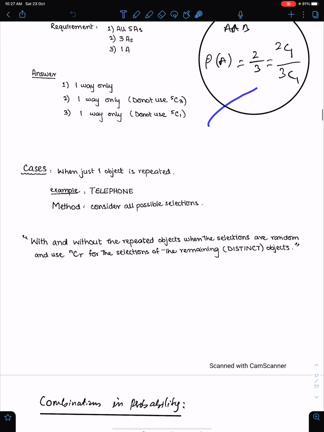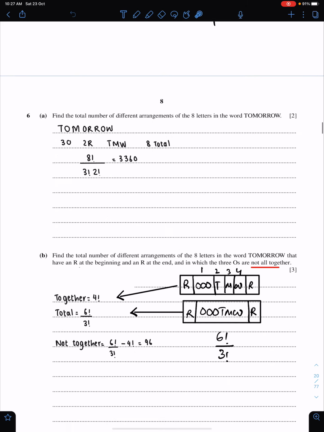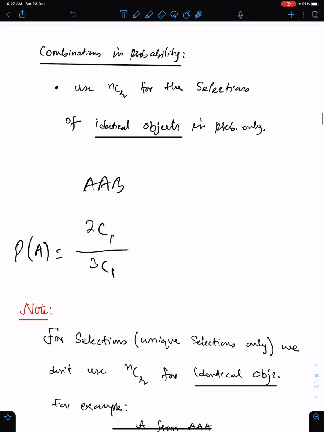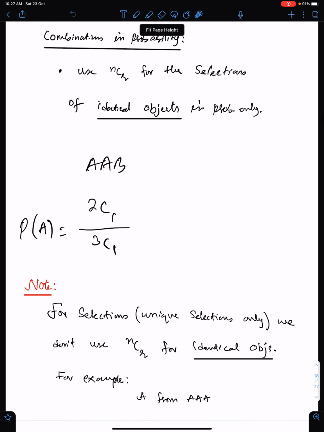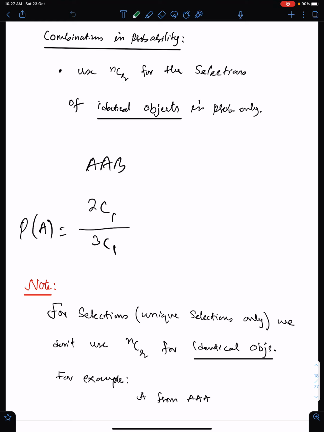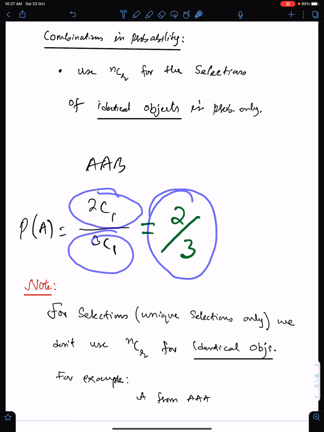I explained this here. Combinations in probability. Use NCR for the selections of identical objects in probability only. Like in this example, we need probability of letter A. The answer is 2 upon 3. So we use 2C1 and 3C1 here. That is why we got 2 upon 3.